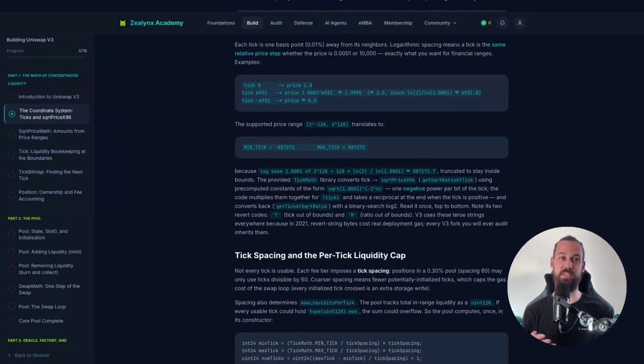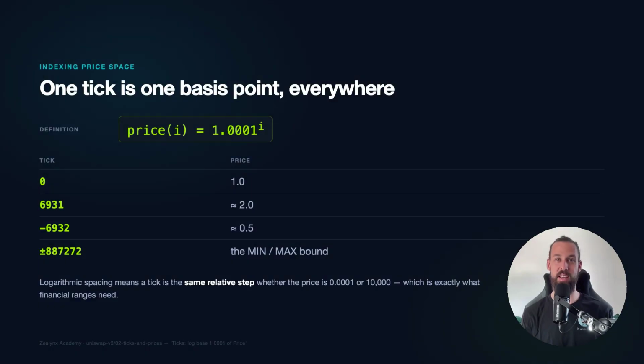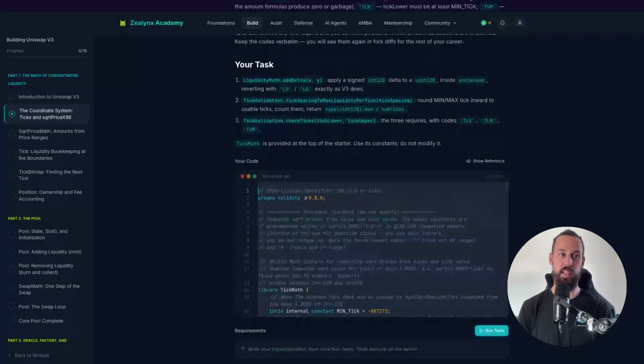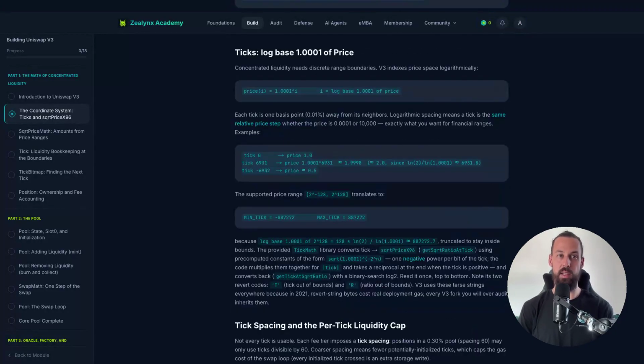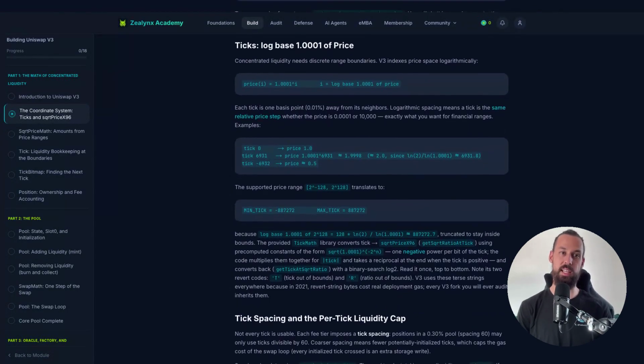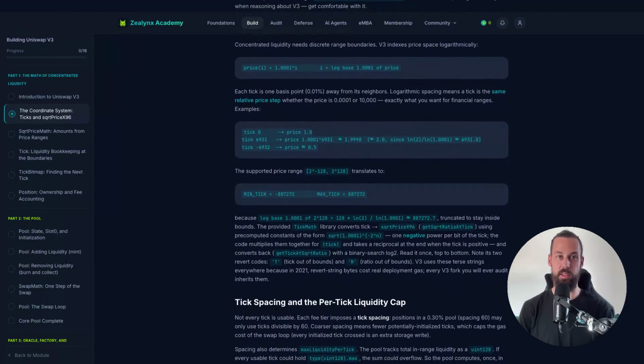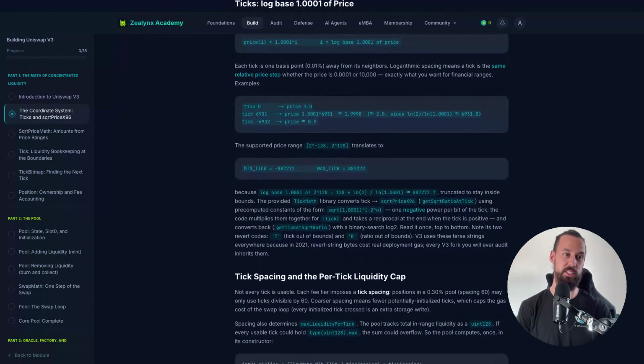So that's how price is stored. Now, how is price space indexed? Concentrated liquidity needs boundaries you can name, so V3 indexes price logarithmically. Tick I means a price of 1.0001 raised to the I. Every tick is 1 basis point away from its neighbor, 1/100th of 1%. And because the spacing is logarithmic, a tick is the same relative step, whether the price is 10,000 or 10,000,000, which is exactly what you want for financial ranges.